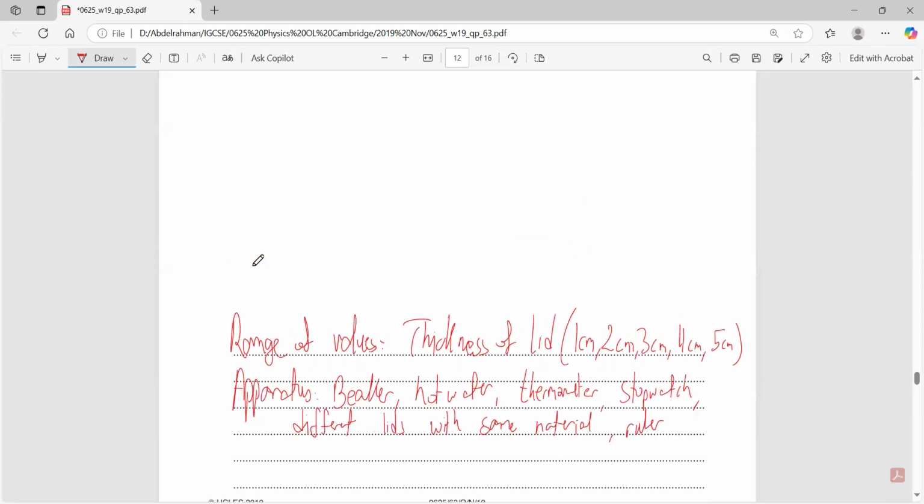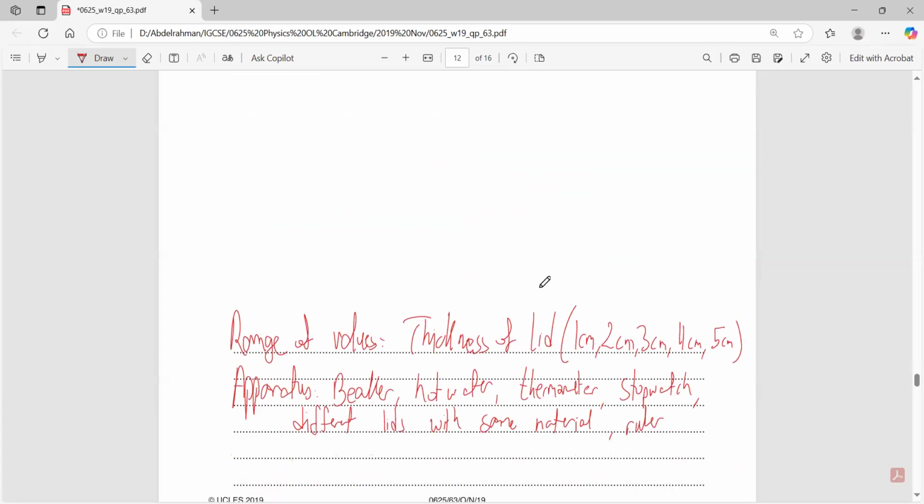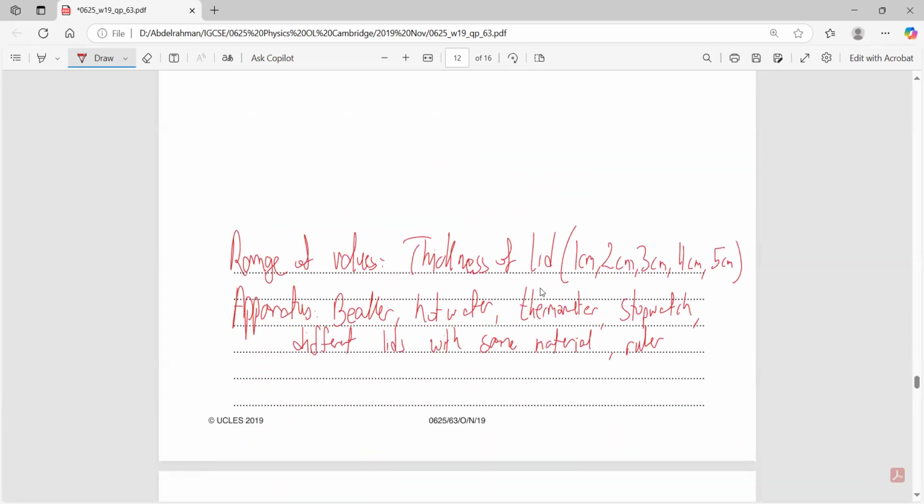So we wrote down the apparatus. What are the key variables? What are the constants? Controlled variables. Yes, we have a lot of controlled variables in this question. What are the controlled variables for this question? You can say the initial temperature of the water, right? Initial temperature of hot water.